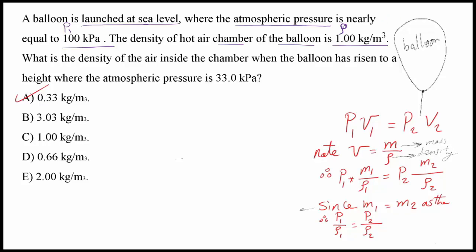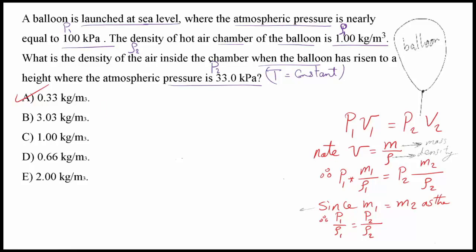What is the density of the air inside the chamber? So let's say the first one is rho 1, so he's asking about rho 2 inside the chamber, when the balloon has risen to a height where the atmospheric pressure is 33 kilopascal. So this is pressure P2. And he needs to say that the temperature is constant, or consider the temperature constant.